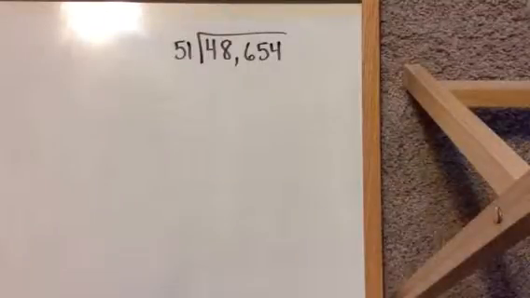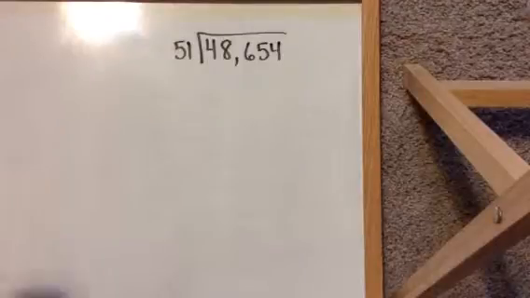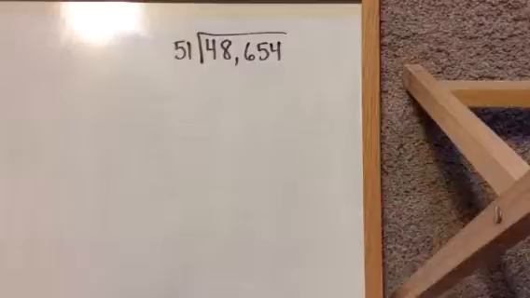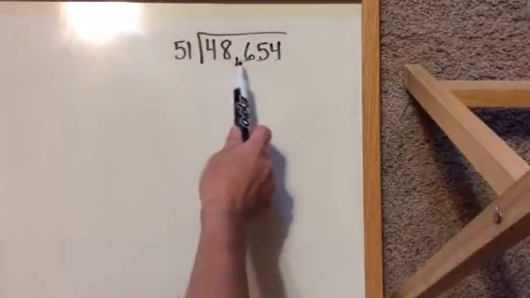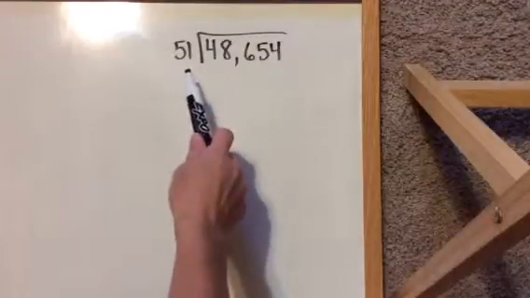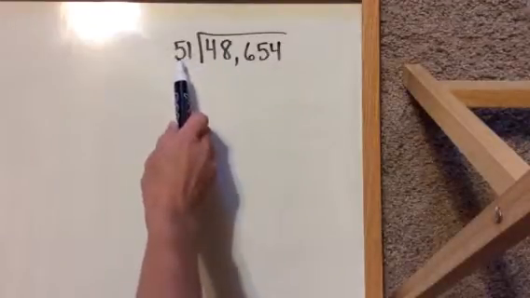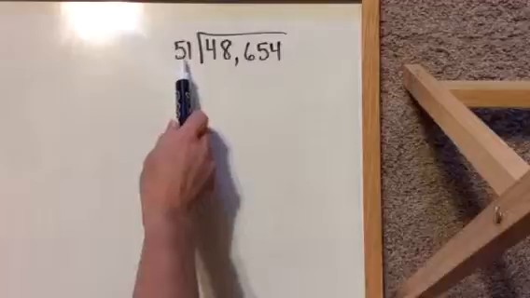Okay, so today we're going to look at division using partial quotients. Now, in this method, you're not actually trying to figure out the exact amount, you're just doing an estimate. So what we're going to do is start out with 48,654 divided by 51.